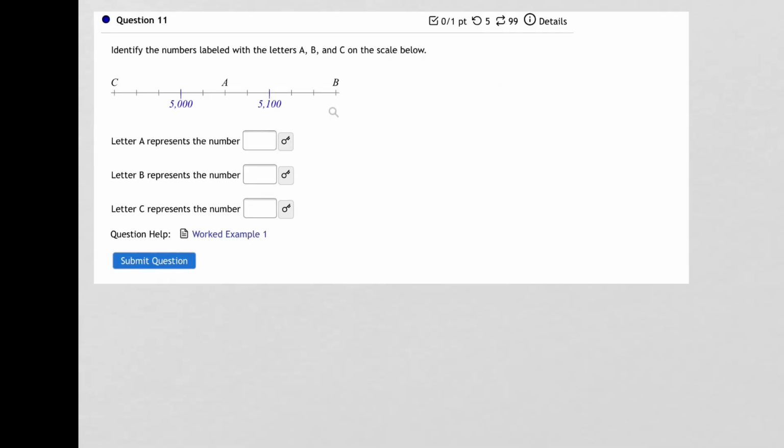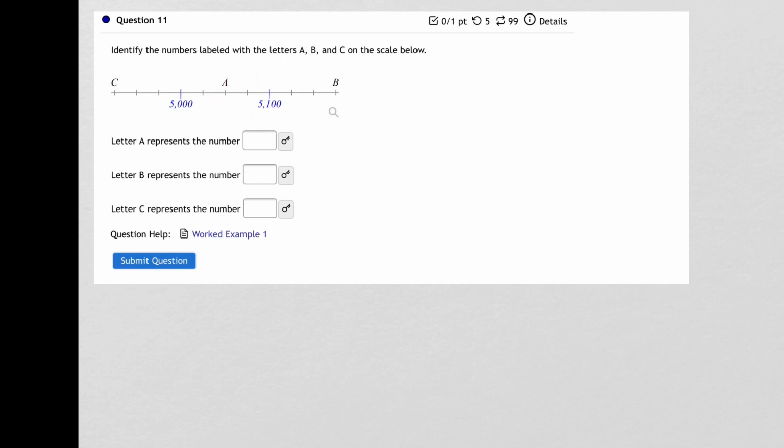Okay, let's look at this question. It says, identify the numbers labeled with the letters A, B, and C on the scale below. Okay, so they give us two numbers, right? They give us 5,000 right here and 5,100 right there. And notice that it's divided in between 5,000 and 5,100. It's divided into 4, right, sections.